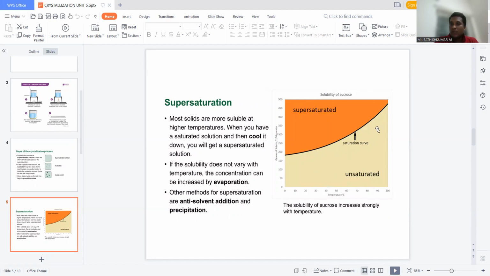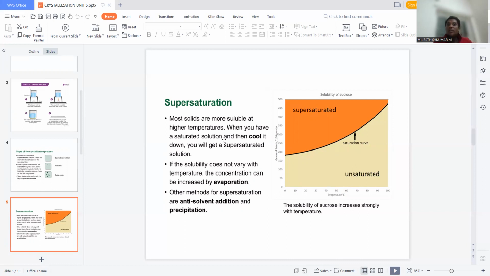Next, let's move on to supersaturated solutions. This portion is unsaturated, and this portion is supersaturated. Unsaturated means the solution can accept more solids into it. In the case of supersaturated solutions, the solution cannot accept more solid particles because it has attained 100 percent of its capacity to hold particles. This line is the saturation curve. Supersaturation differs, as most solids are more soluble at higher temperature.